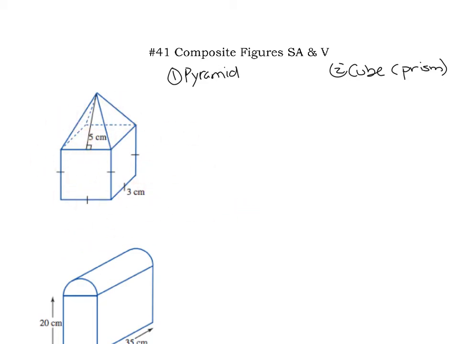So, for the first part here, as you notice, I have already identified which two shapes, in this case, there are only two different types of shapes I have. So I see that we have a pyramid, and I see that we have a cube, which is also known as a prism.